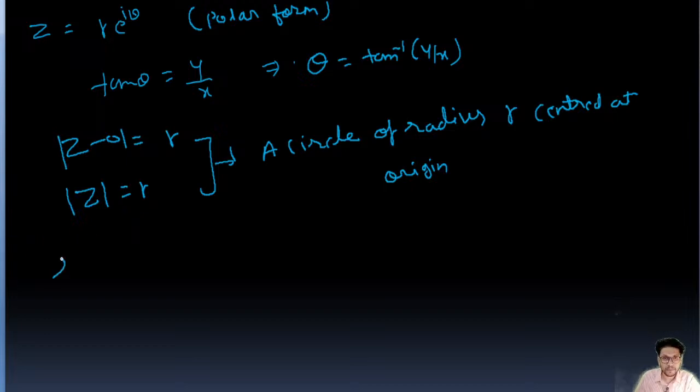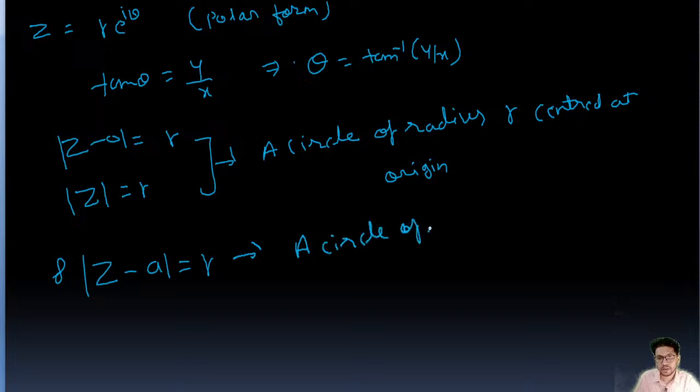If mod z minus a equal to r, this means a circle of radius r centered at a. So it tells the center. This is centered at a, this is centered at the origin, and this is the radius.